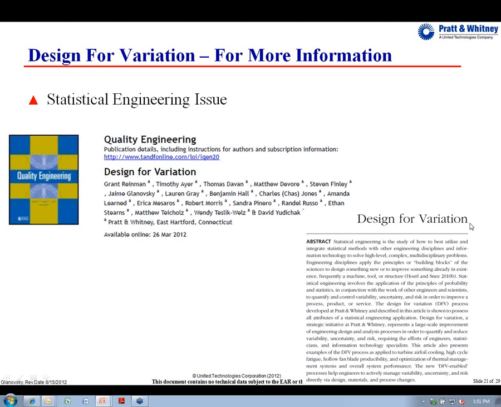Sure, and I believe all ASQ members can get to the article through the ASQ website if you're logged in, if it was in Quality Engineering. So, do you have, or does Pratt & Whitney have, certified subject matter experts on statistical engineering, kind of like you have master black belts in the Lean Six Sigma world?